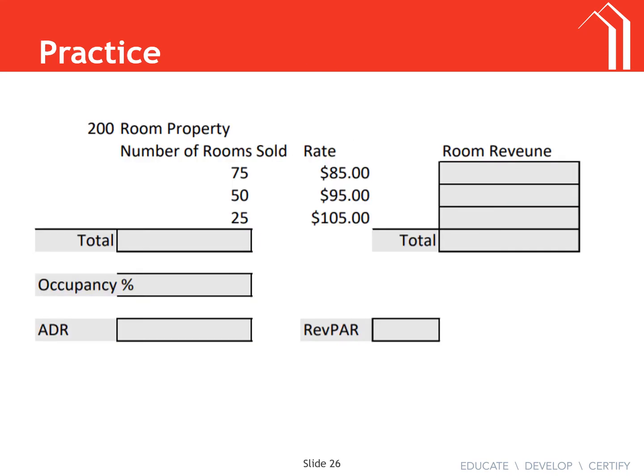All right, so let's talk about this right here. We have a 200-room property. These are the number of rooms that we sold. We're going to put it all together with the different rates that we sold them at. So we're going to figure out what our total revenue is. This is our total rooms sold. And then we're going to use these 2 numbers to get these 3 figures.